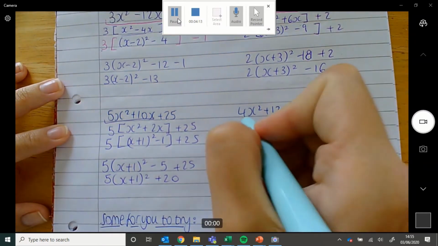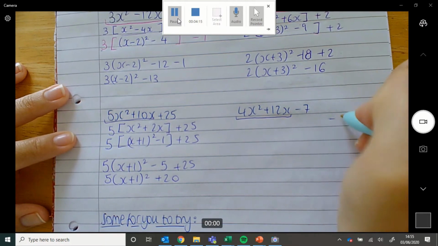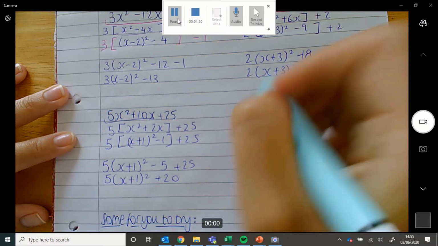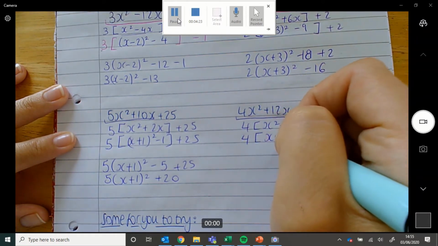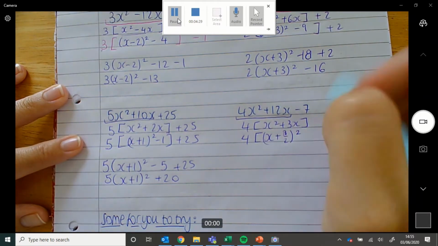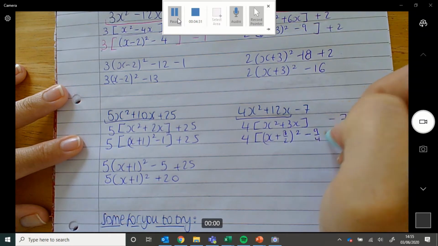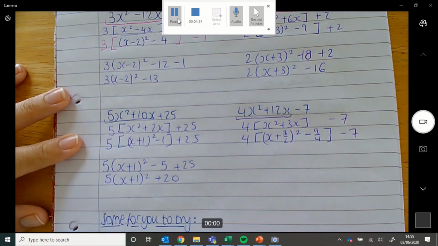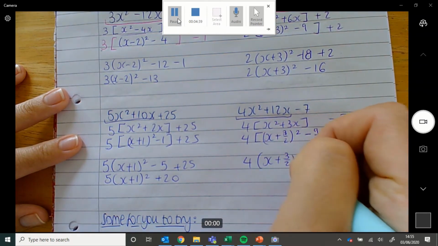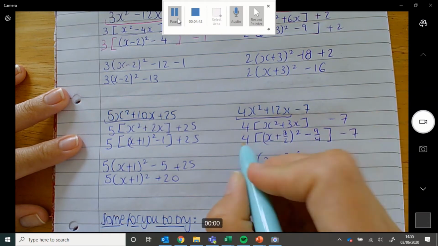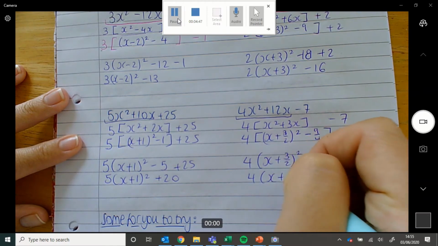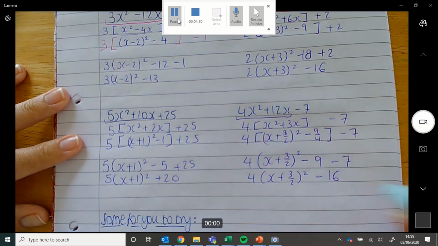Final one, just focusing on this bit, ignoring that minus 7. I've got 4 lots of x squared plus 3x in a square bracket. Complete the square, x plus 3 over 2 squared minus 9 over 4 minus the 7, not a very nice one this one. Multiply it out, 4 lots of x plus 3 over 2 squared minus 9, because 4 lots of 9 over 4 is 9, minus the 7. x plus 3 over 2 squared minus 16.